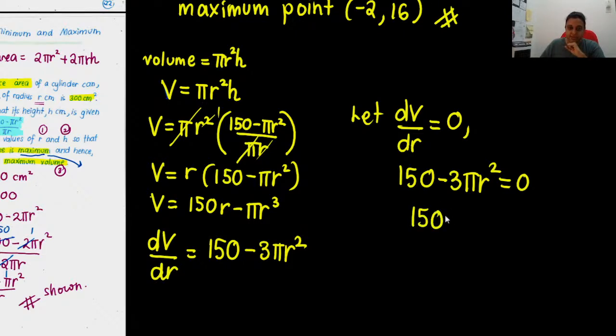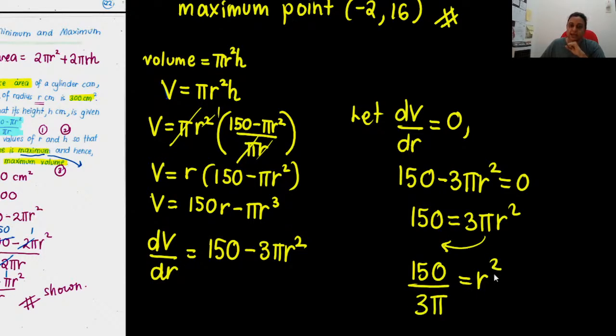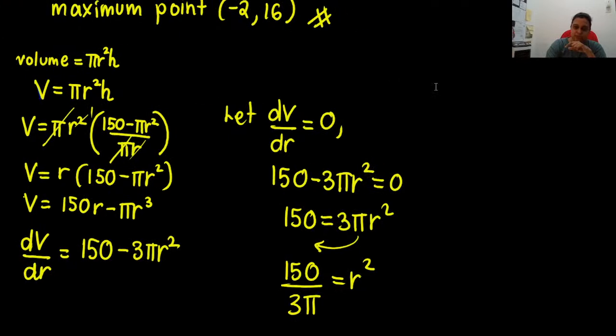150 equals 3 pi r squared. 3 pi brings to the other side, so it becomes divide. R squared, so the square brings to the other side, becomes square root of 150 over 3 pi. Let me see if I can get a value for this. Square root of 150 over 3 pi. I'm getting 3.9894.